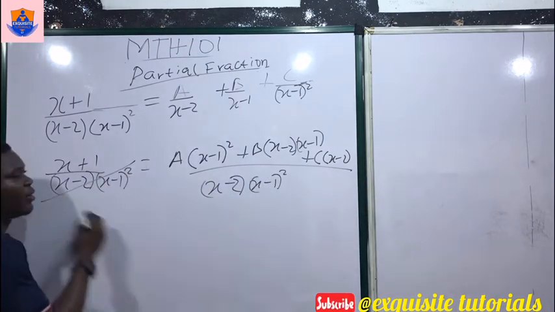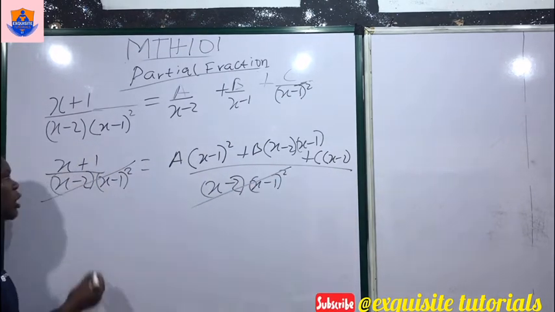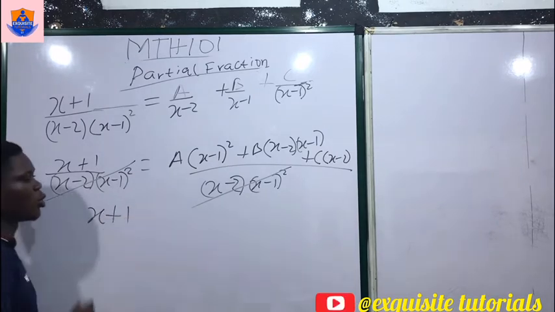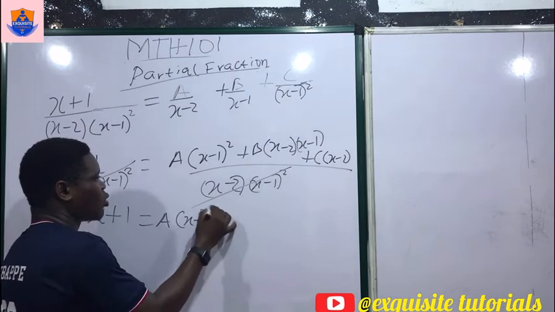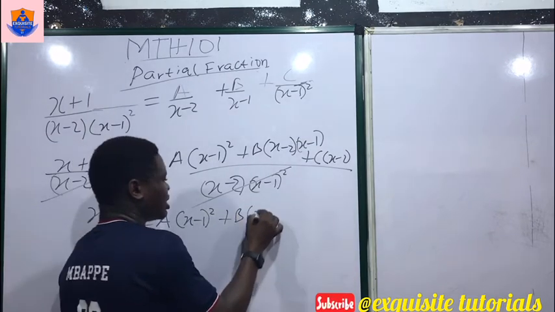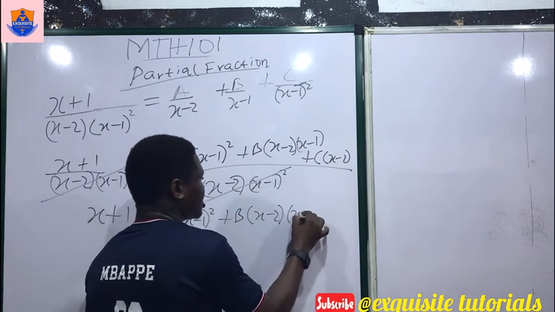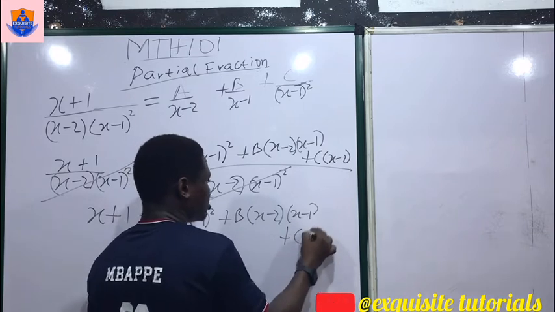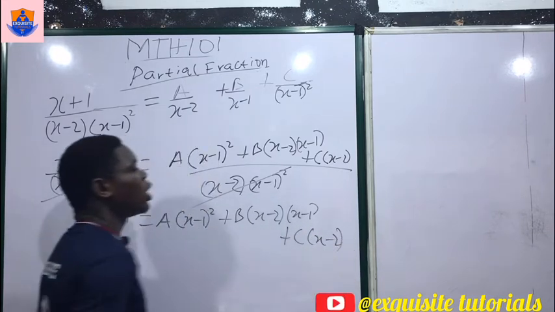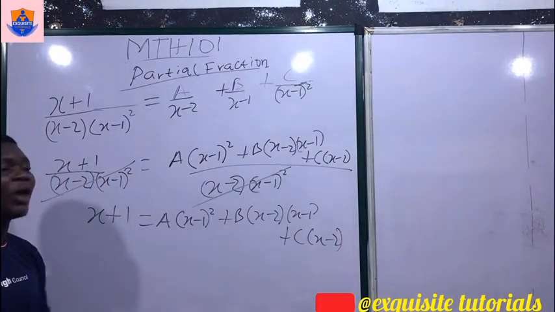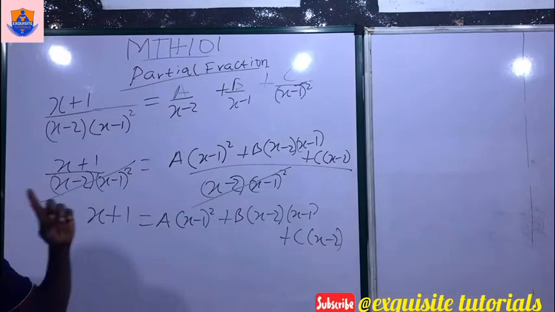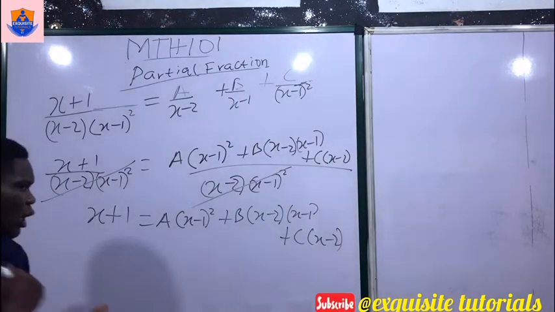Now as usual, they have the same denominator, you cancel out. So we are left with x+1 equals a bracket (x-1) square plus b bracket (x-2)(x-1) plus c bracket (x-2). You have to be very observant. We are looking for a, b and c. Now we have to eliminate two variables to find just one of the variables. Now how do we do that?